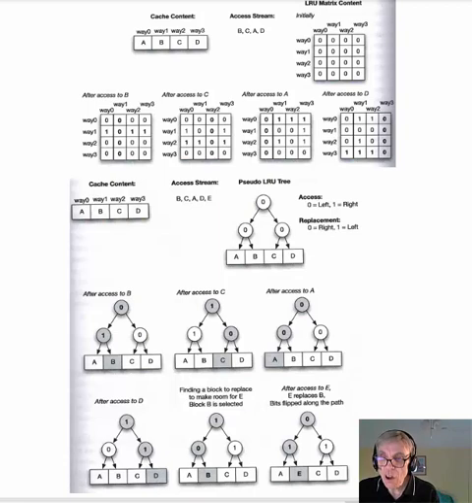So now to finish off, I'd like you to ask how many bits per set are required to keep track of LRU status in both of these implementations.